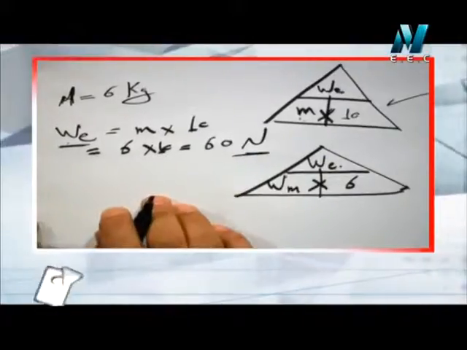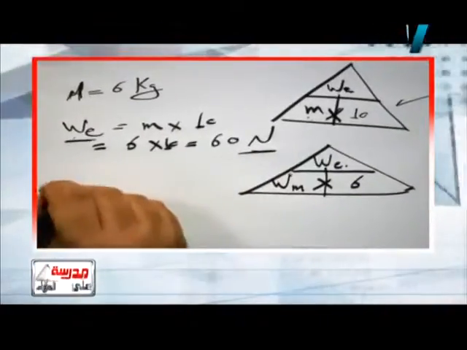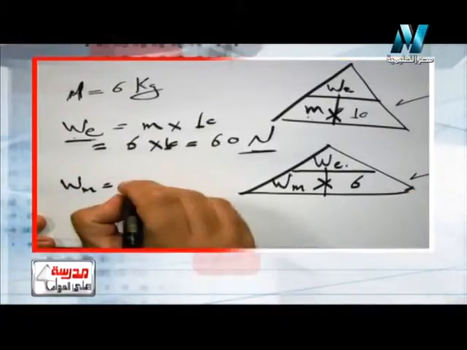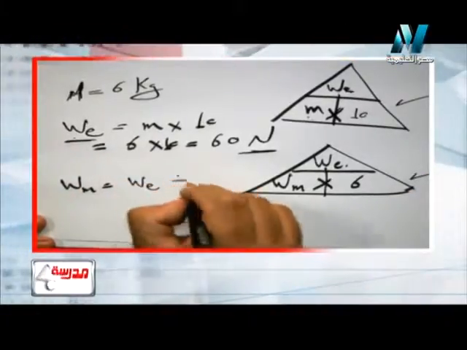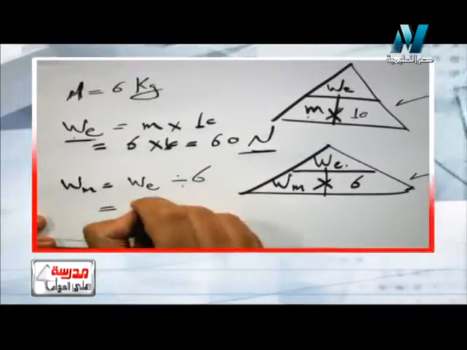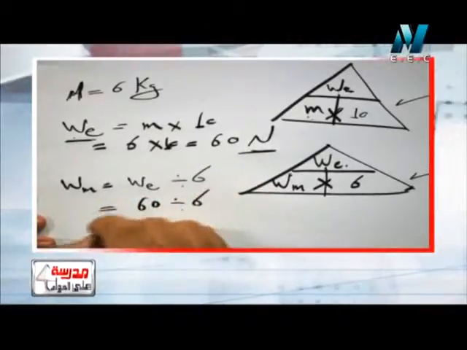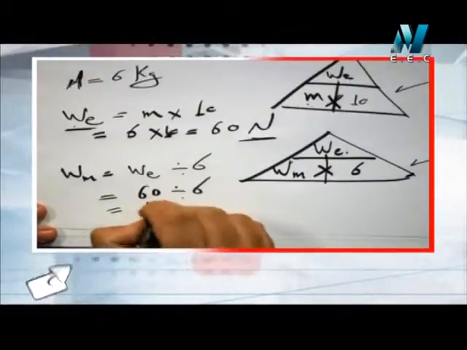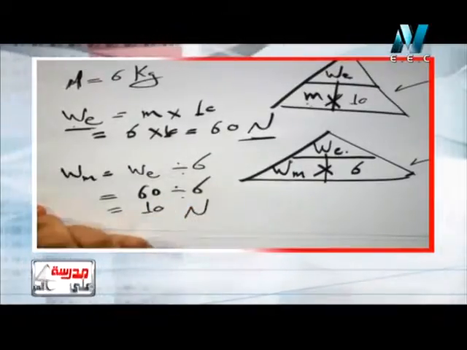So what about the weight on the moon? Weight on the moon, I will use the second law: equal weight on the earth divide 6. So it will be 60 divide 6. It will be 10. 10 what? 10 newton again, because here I have weight.